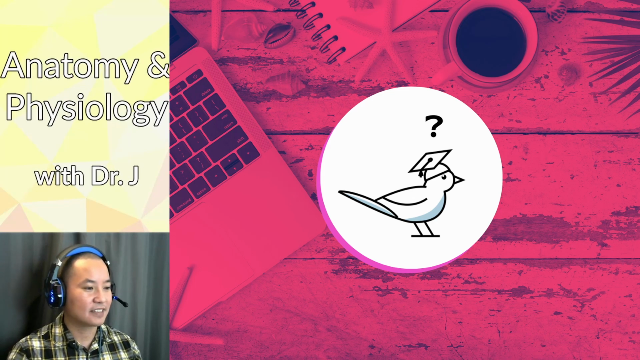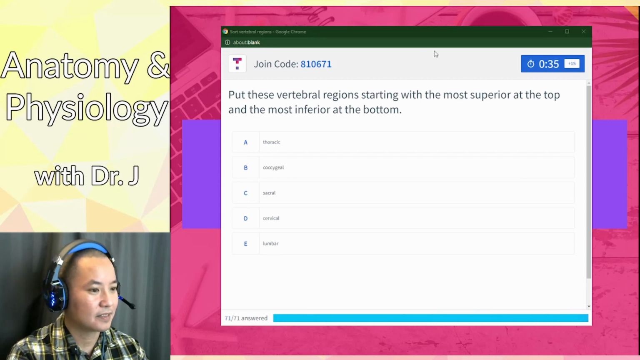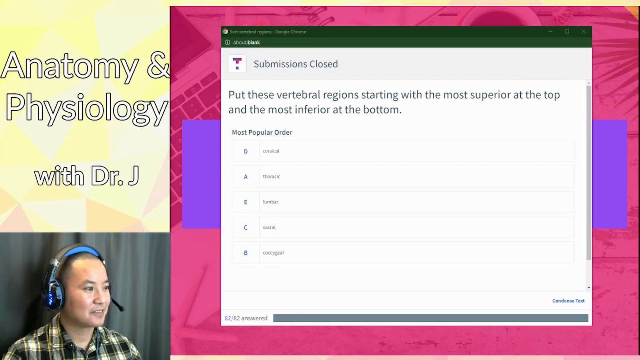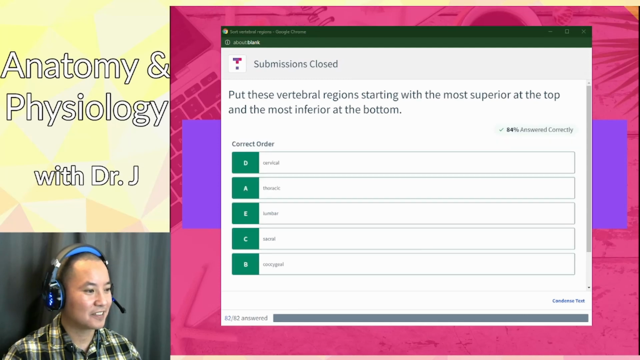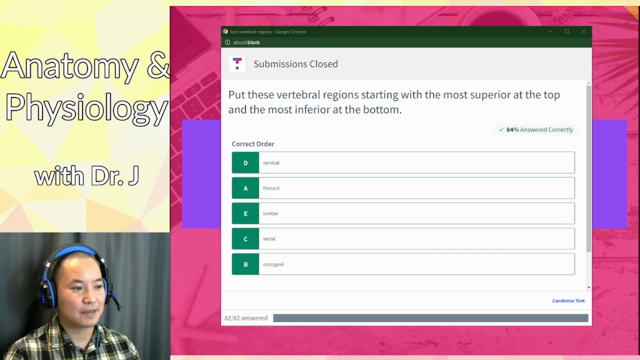And before we do that, let's do a quick review. Put these vertebral regions starting with the most superior at the top and the most inferior at the bottom. So these are the results and how many got correct. So it looks like 84% of you got correct. Again, this is just like our vertebrae, our spinal segments of the spinal cord follow the same.